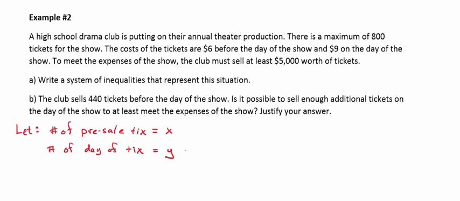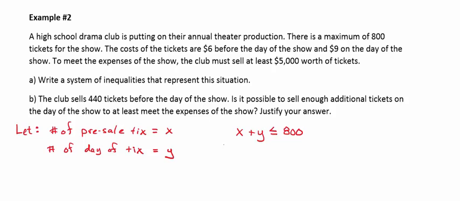Okay, so now we need to come up with a system here. So I know that if I add x and y together, the number of both types of ticket, I will come up with less than or equal to 800, because I cannot sell more than 800 tickets. So there's just the inequality that deals with the number of items.